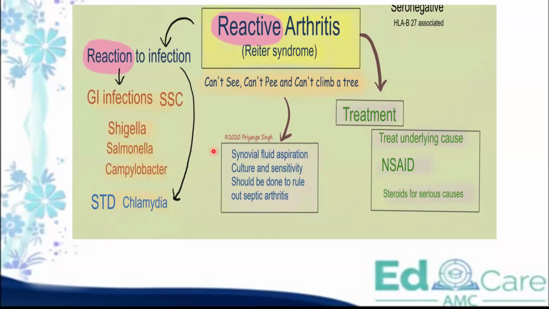Treatment is basically NSAIDs only. Steroids are not considered, right, unless it's really severe. So NSAIDs is your first line treatment. So AMC will always ask you what's your first line treatment. So it's always NSAIDs, right? Synovial fluid aspiration will show you that it's a sterile arthritis, right? So when you do culture and sensitivity, your only reason you're doing that is to differentiate it from septic arthritis.